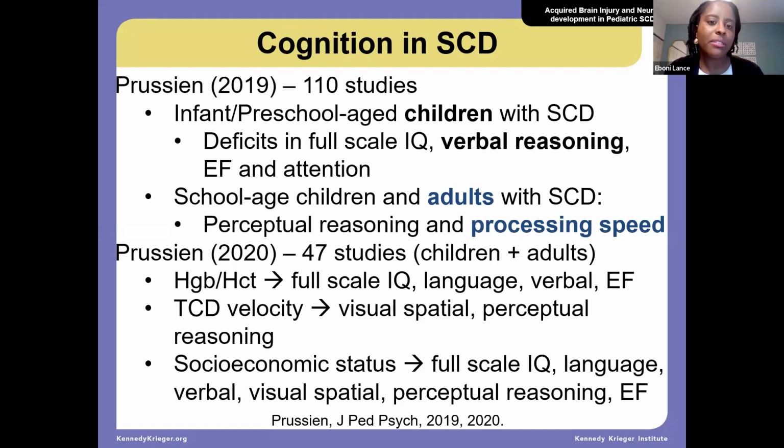And then another study by the same group looked at correlates of hematological function and cognitive domains, and saw that hemoglobin was associated with full-scale IQ, language, verbal, and executive function cognitive domains. Transcranial Doppler velocities, again, that marker of stroke risk, so not actual stroke, but stroke risk, was also associated with visual, spatial, and perceptual reasoning. And then they also looked at socioeconomic status and noted that that impacted a lot of the cognitive domains as well. So again, there are multiple things at play here.